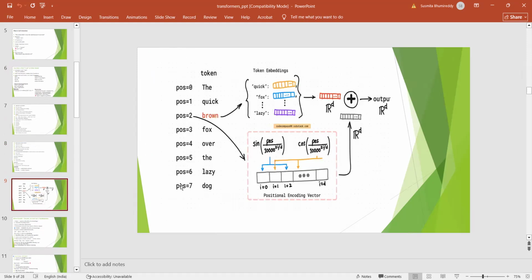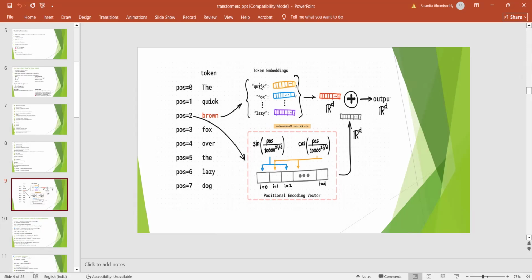So how can I calculate this positional encoding? At first, we'll take a sentence. A sentence is a combination of words. All the words in the sentence will be tokenized. Each word is a token: "the" is a token, quick is a token, brown is a token, fox is a token. So these are all the tokens. It will divide the sentence into tokens, and then all these tokens will be converted into embeddings.